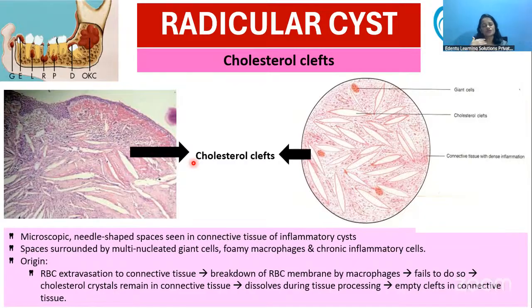Now, after doing the biopsy and the tissue processing, these cholesterol crystals get washed away, and only empty spaces like this will be seen in the connective tissue. These empty spaces we call cholesterol clefts. Actually, in the body, there were cholesterol crystals present in these spaces, but during the tissue processing, the cholesterol gets washed away. So only these cleft-like spaces will be seen in the radicular cyst.